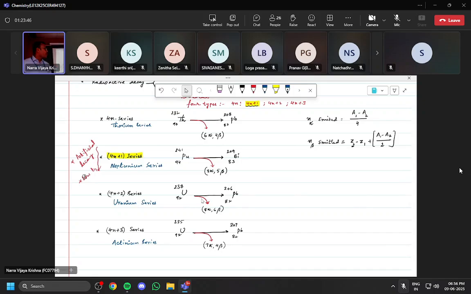Sometimes they will frame questions based upon this, related to the gaseous state, because all are emitting helium gas. They can ask, if this many liters of helium gas is emitted, what will be the weight of thorium taken? They can frame questions in that way. Is it clear? So try to understand this. Any questions?